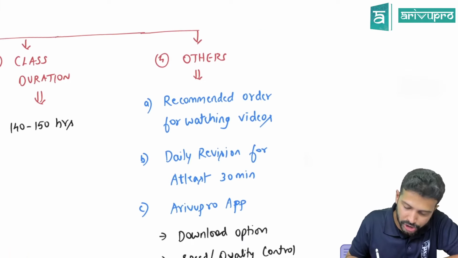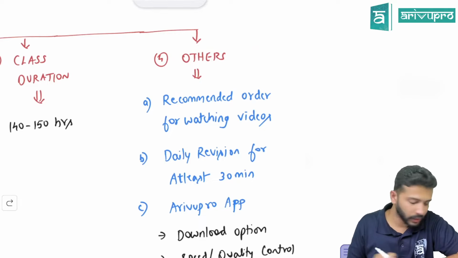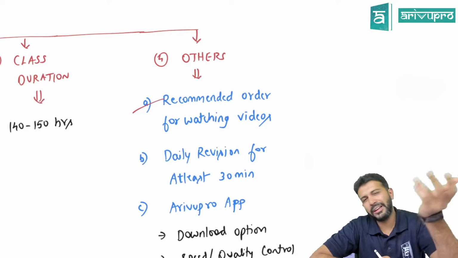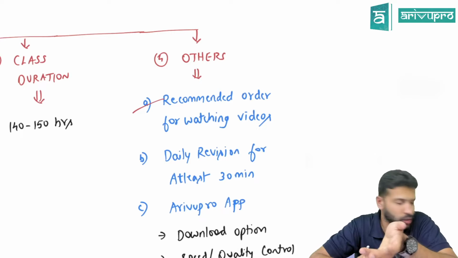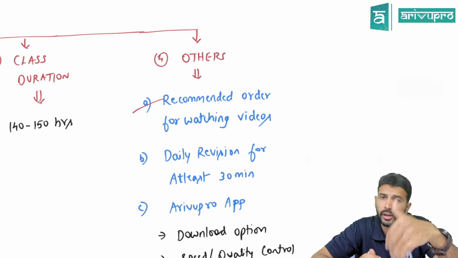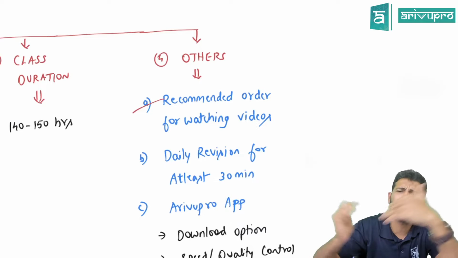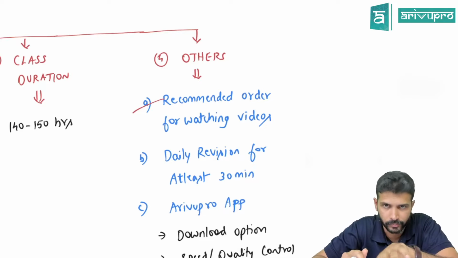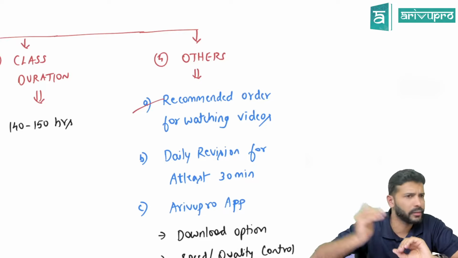Last bit, some others. This is specifically for recorded students. Normally we get queries from recorded students, though now we are not getting much. One of the queries we used to get was: sir, we have a dump of videos, many videos. Which videos should I watch in what order? What should I start with is a common query.